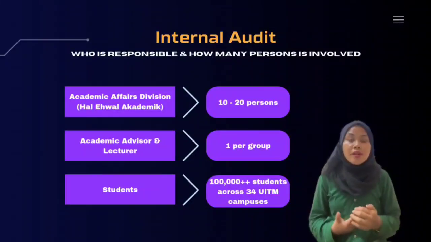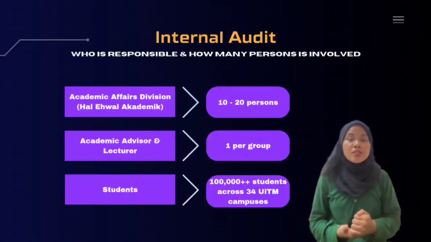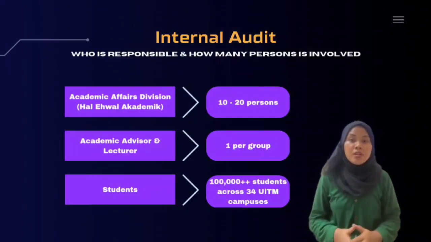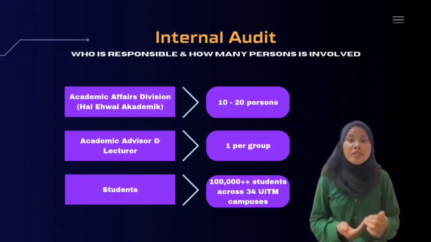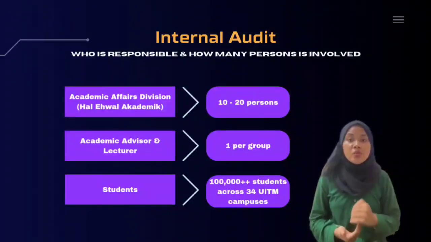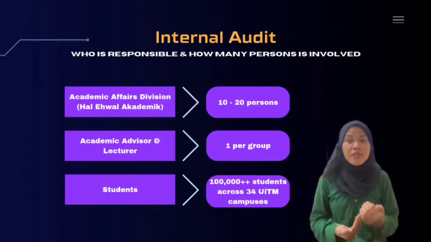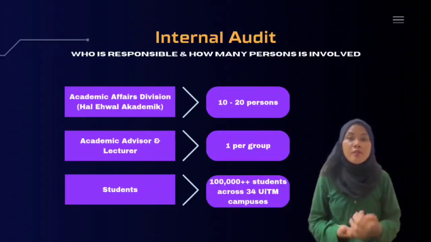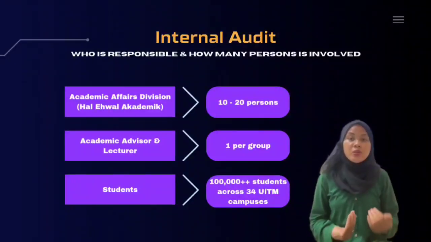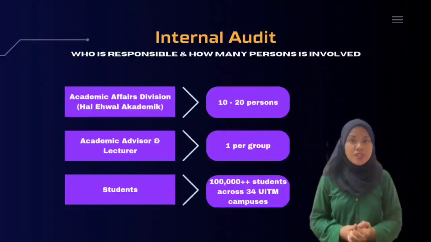There are over 100,000 students across 34 UiTM campuses who use the system during the course registration period. That's a huge number, and it shows how important it is for the system to be stable, fast, and user-friendly. In short, these internal structures show us how the course registration process is a collaborative effort involving different roles, from top-level management to academic staff to students, all working together to ensure a smooth registration experience.